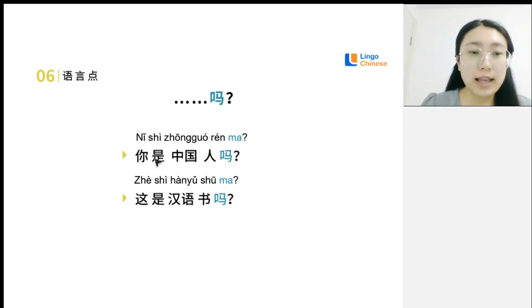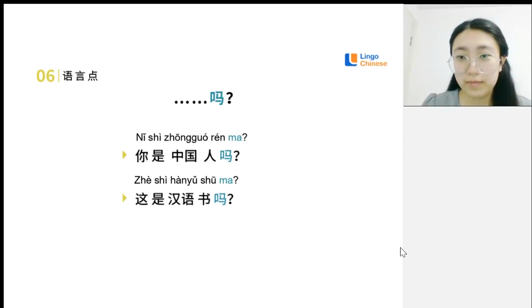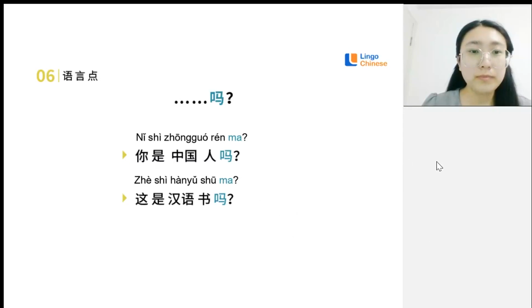And how can I say, 这是英语书吗？What is the meaning? 这是英语书吗？Is this an English book? Right? Yeah. 这是汉语书吗？Is this a Chinese book? How can I say, 它是汉语书吗？What is the meaning? 它是汉语书吗？Yeah, it's, okay.